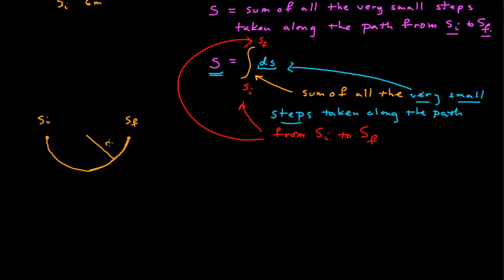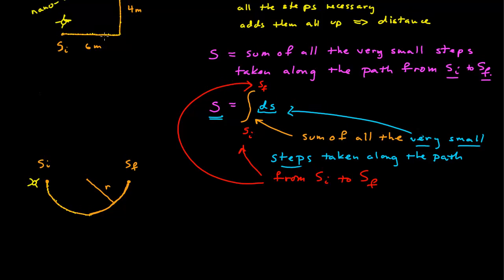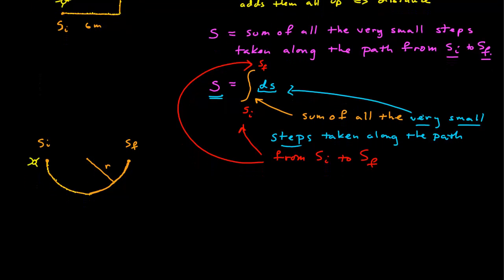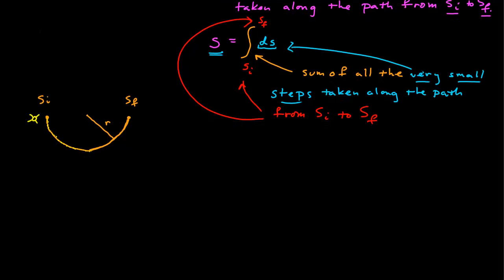Okay, so how does this work? It's the same thing now. I'm going to take my nanobot here, starts at SI, and walks, taking very, very small steps all along this path. And it's at this point where the idea of taking these very, very small steps makes a difference. I mean, before, it was just going in a straight line, and so it was going 6 meters and then 4 meters. But here, it's curved every time. And so how can you measure that by taking steps? That's why the nanobot was important.